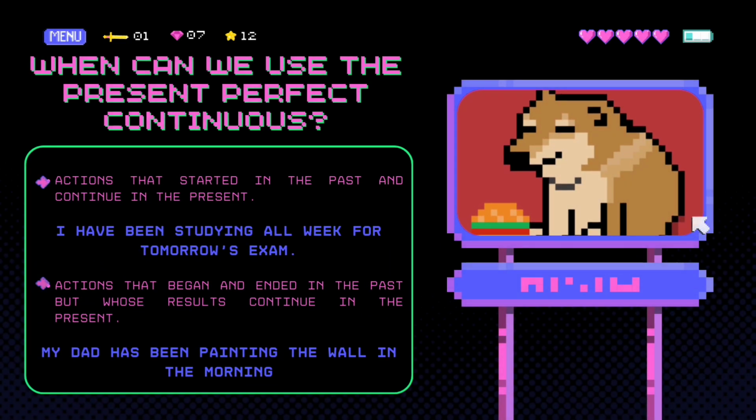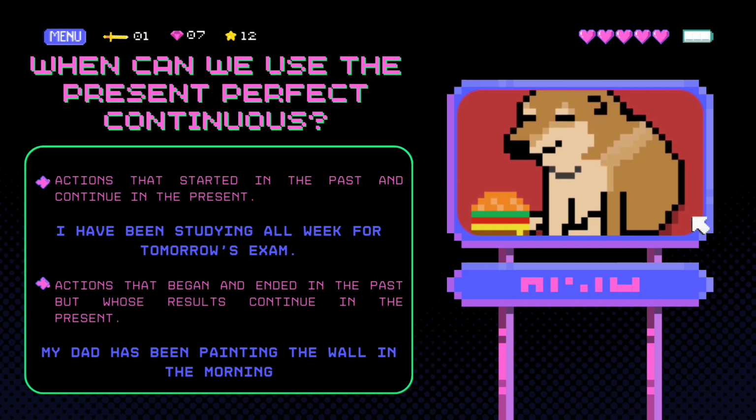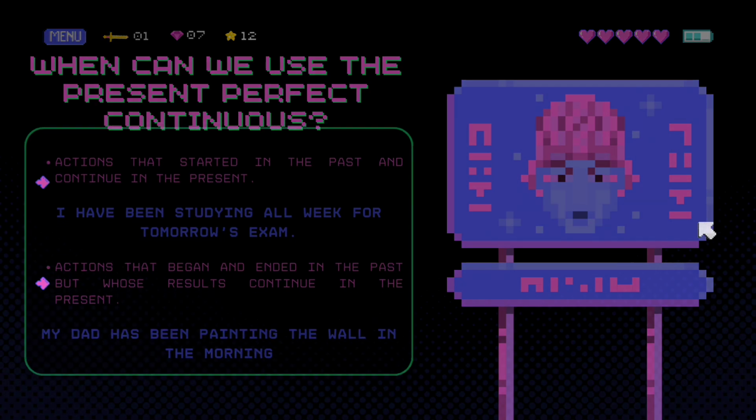We can use the present perfect continuous when the actions started in the past and continue in the present. Example: I have been studying all week for tomorrow's exam. When the actions began and ended in the past but their results continue in the present. Example: my dad has been painting the wall in the morning.